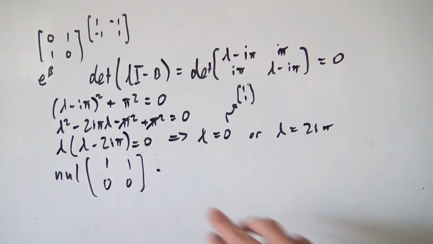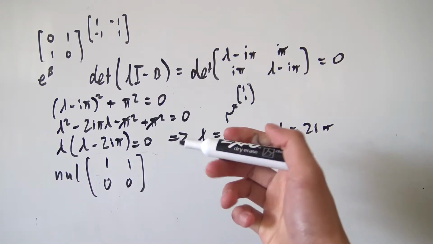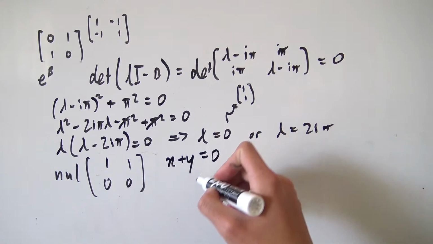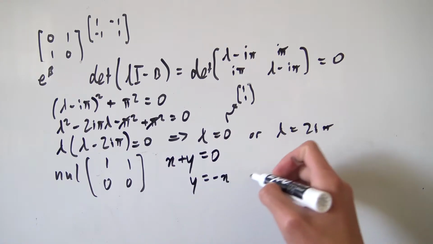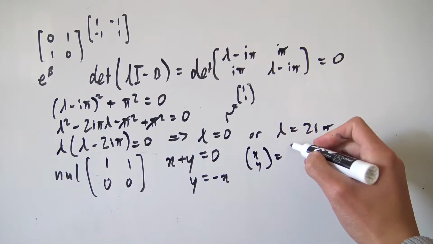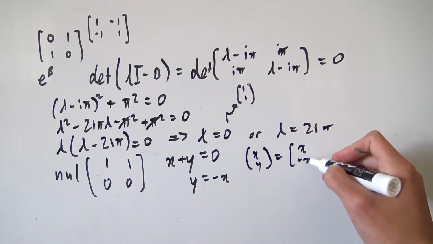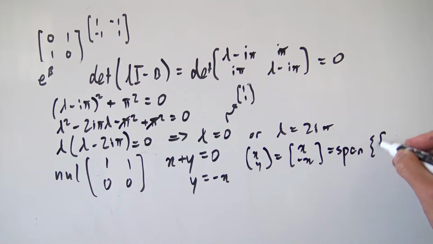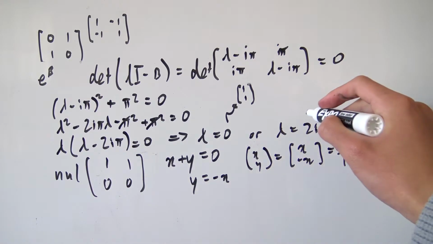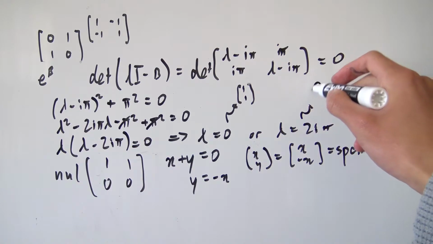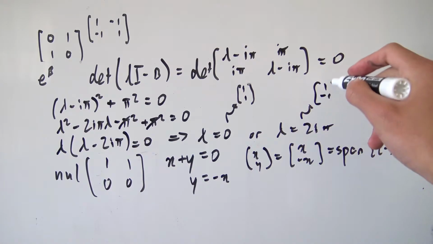And if you think about that in terms of a system of equations, just like before, that's going to be x plus y being equal to 0, which means y is equal to -x. So that means the vector (x, y) we're looking for is (x, -x), which is the span of the vector (1, -1). Okay, so an eigenvector corresponding to the eigenvalue of 2iπ is (1, -1).